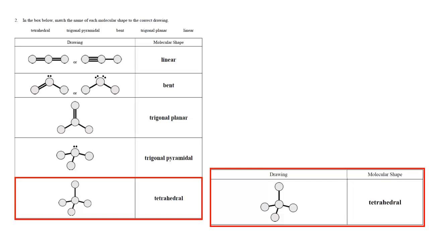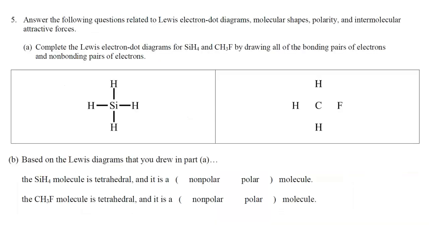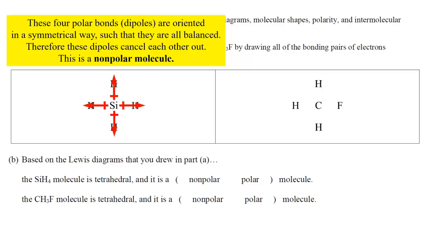Now we have to decide, is it polar or nonpolar? Let's take a look at the symmetry of the SiH4 tetrahedral molecule. The SiH4 molecule is tetrahedral. But look at that lovely symmetry. These four polar bonds, the four dipoles, are oriented in a symmetrical way, such that they are all balanced and they cancel each other out. So the SiH4 molecule, because of that symmetry, is classified as a nonpolar molecule.